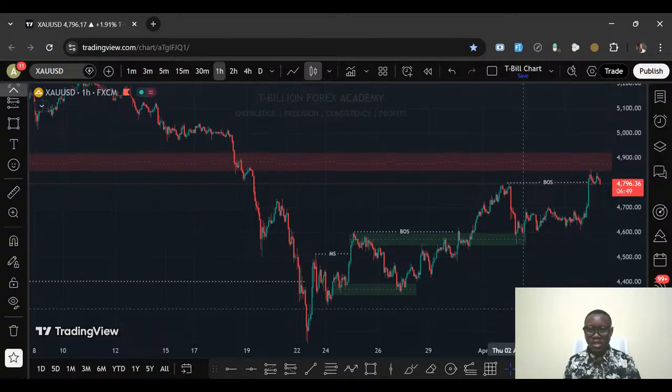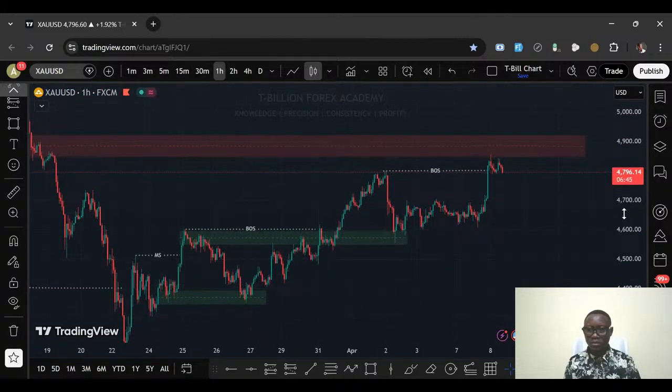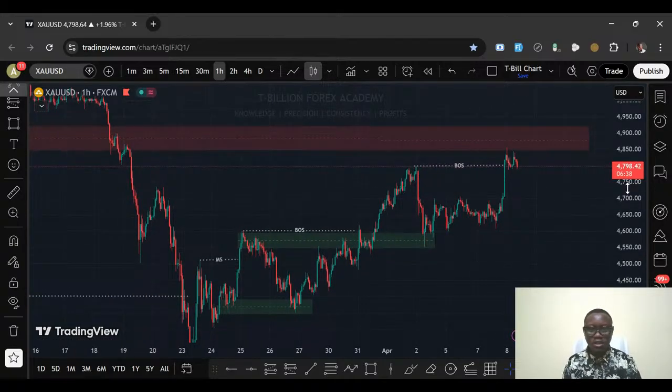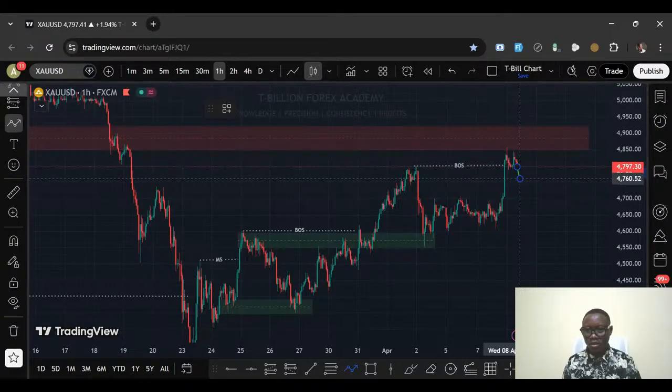Now on the 1H time frame, we have a sell opportunity. Price has tapped into this breaker block zone right here. So if I'm going to take this sell, if price does something like this, then we can take this sell to this other block right here.